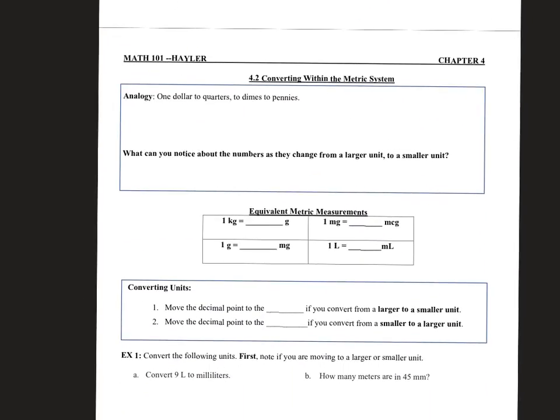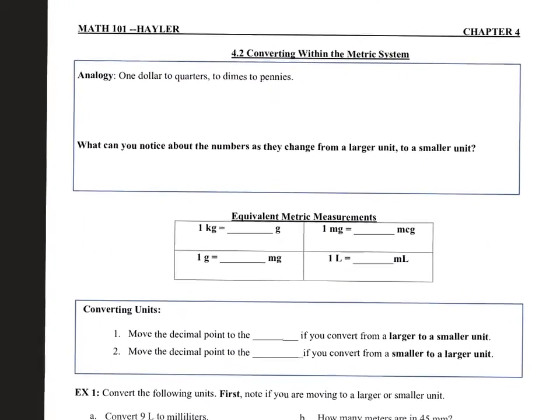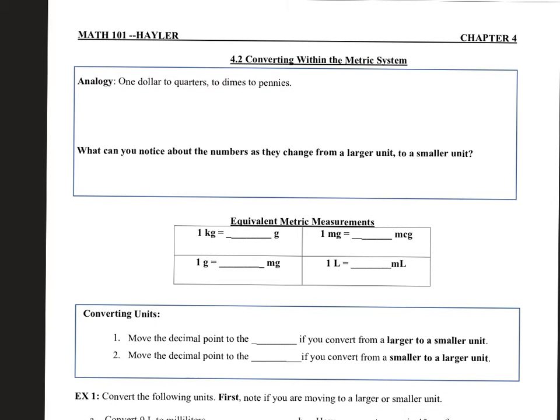All right, let's look at 4.2, converting within the metric system. So we're going to look at an analogy. First off, if we have $1, what would that look like? Well, you have a dollar bill, right? $1. There's 1 unit. And then that is the same thing as how many quarters? 1, 2, 3, 4 quarters.